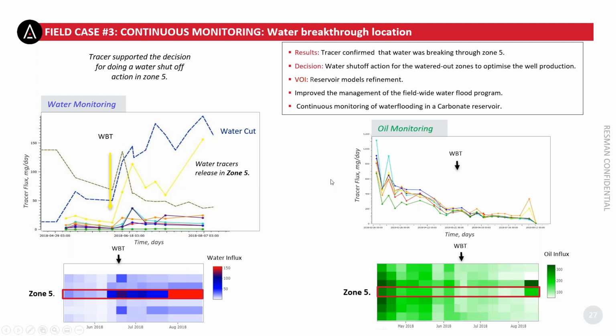So with the oil tracers, what we can see there is that at the time of the water breakthrough, we see that the oil production slightly drops at this point in time. So this is a very good and clear example of how we are able to locate the water breakthrough and locate exactly where the water was coming from.